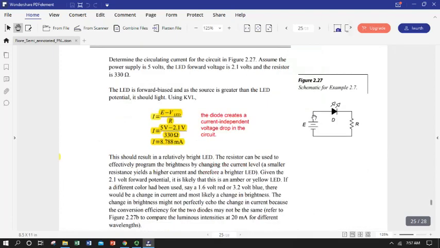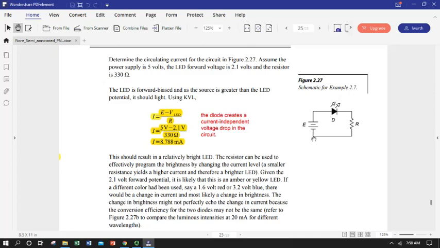Okay, so here's an example of an LED being used in a series circuit just the way we had a regular switching diode. Somebody wants to know how much current is flowing, so determine the circulating current. That would be important because that's going to determine the brightness of the LED. Maybe we need to know if it's luminous enough at a distance, so we need to know the current because we're going to pick its brightness per unit current off a spec sheet.